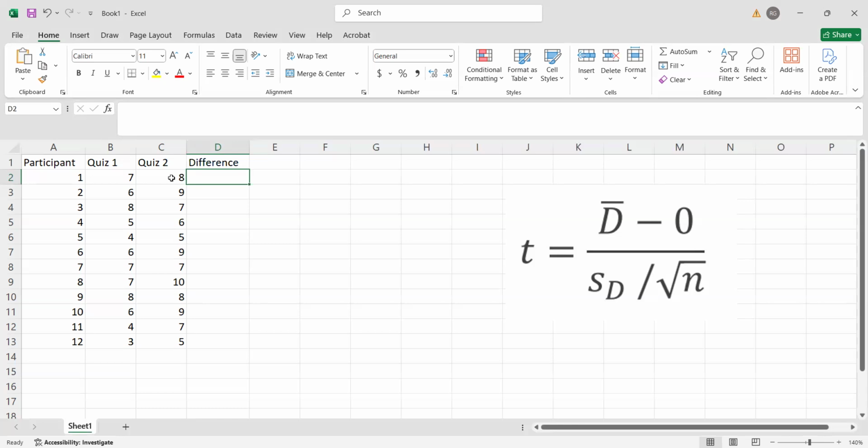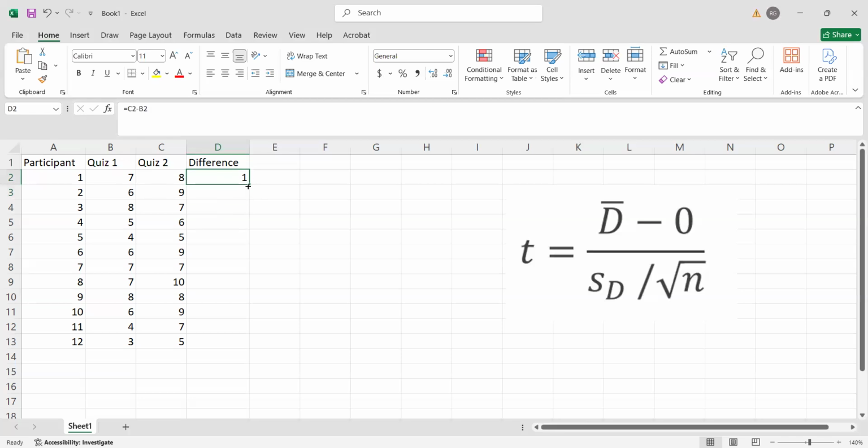So what we're going to do is I'm going to hit equals. I'm going to click on this first participant's quiz two score, which is an 8, and I'm going to subtract their quiz one score. Okay. I'm going to hit enter, and that gives us a difference of positive 1. That makes sense. 8 minus 7 should give us 1.